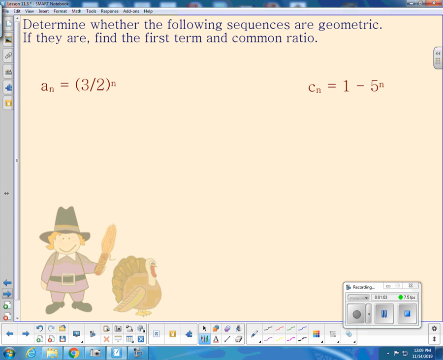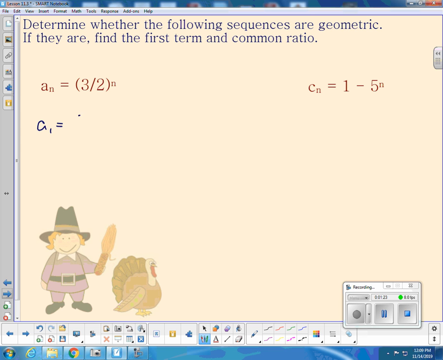To tell if it's geometric, arithmetic sequences are linear. You should be able to see a line, y equals mx plus b maybe. If they're geometric, they're going to be a very basic exponential function. So this is exponential. I can just tell looking at this it's geometric, but let's say we can't.